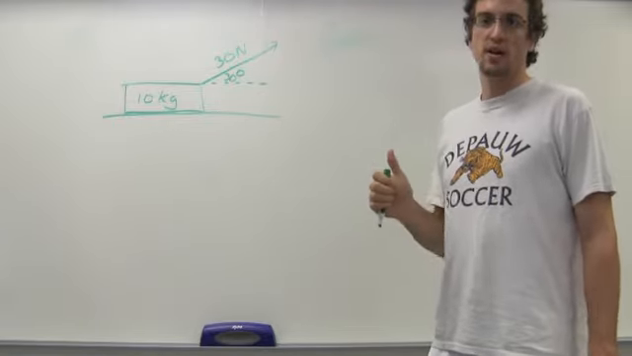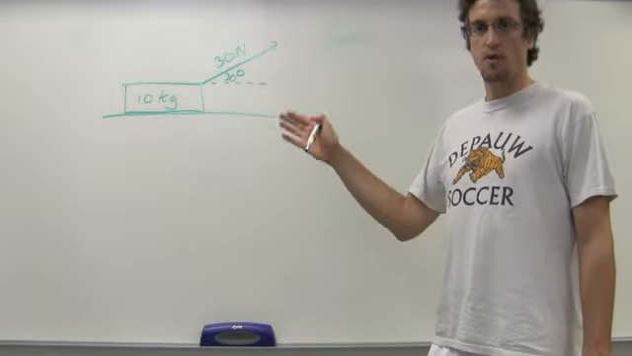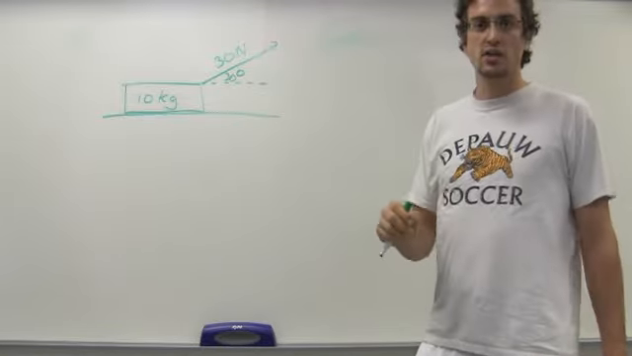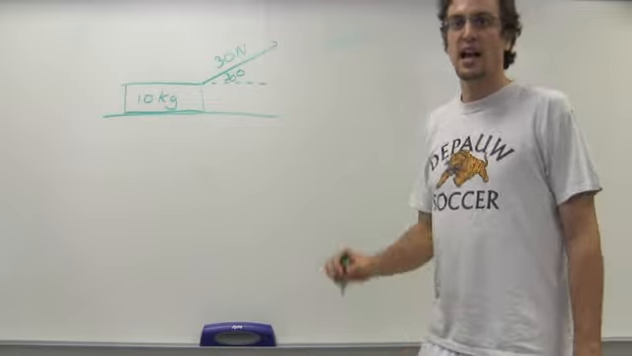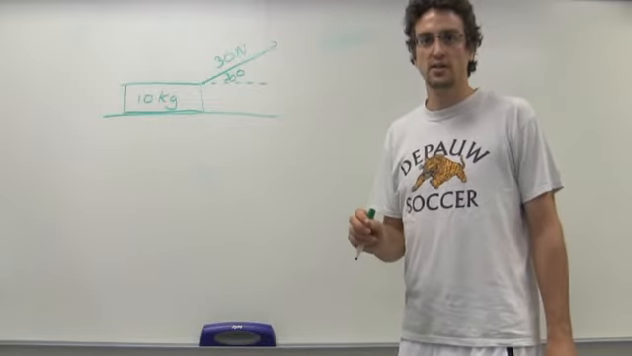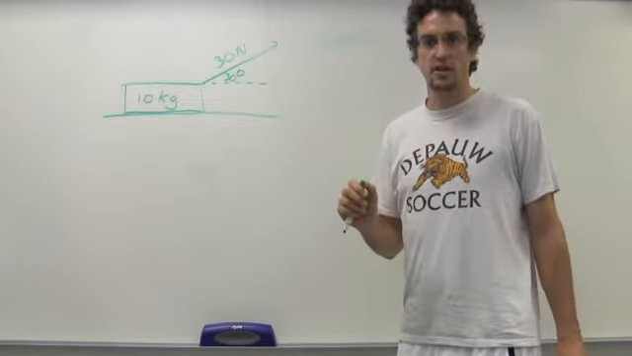So first of all, it means we're dealing with kinetic friction. Let's get that out of the way. We've got a moving object, it's sliding, so it's kinetic friction. The second thing is it has no acceleration. So what does that tell us? It tells us the net force is 0.